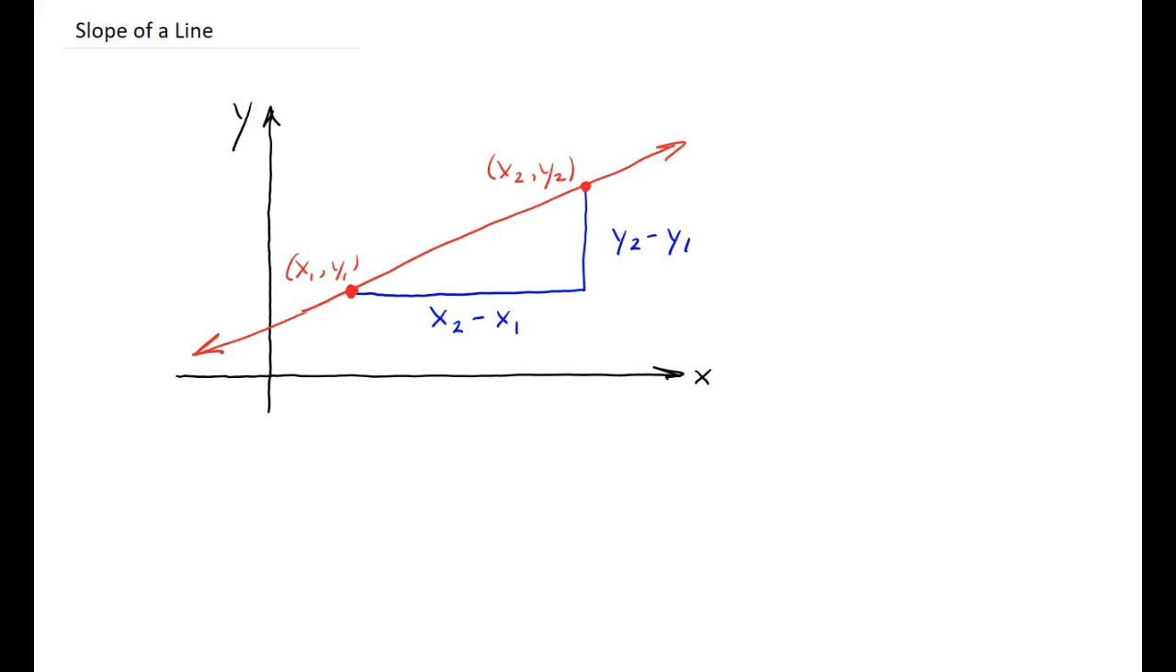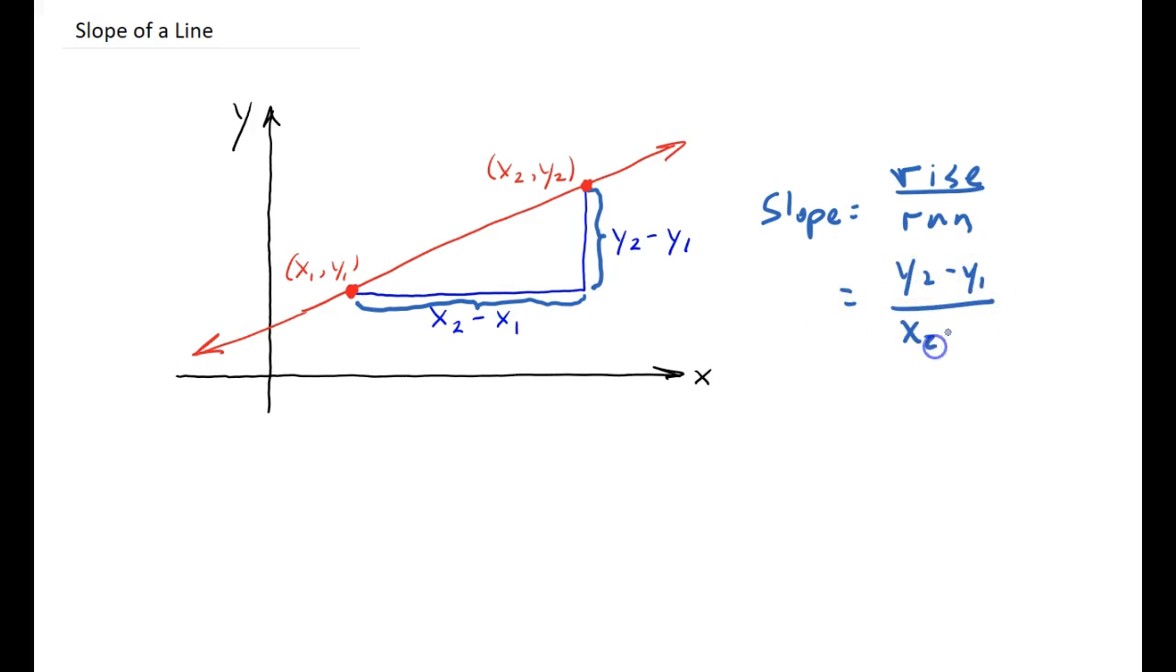So let's say we've got this line here, and it's going through this point here at x1, y1, and this other point here at x2, y2. Well, the rise is that change in y, which is y2 minus y1, and the run is this change in x, which is x2 minus x1. Okay, and so we call the slope the rise over the run, which works out to y2 minus y1 over x2 minus x1.